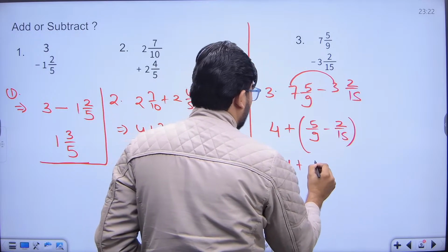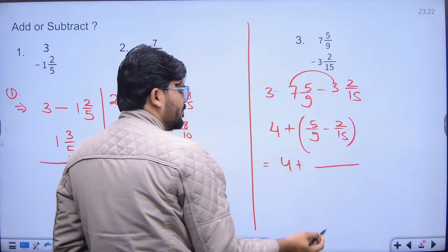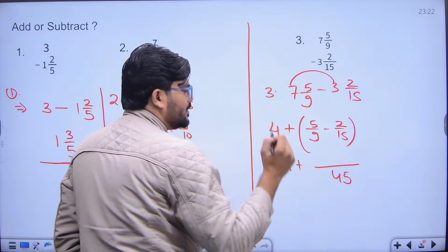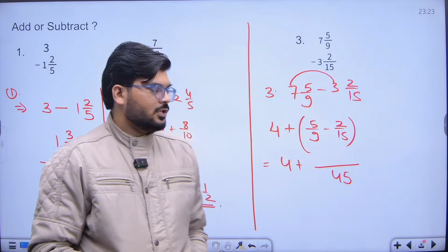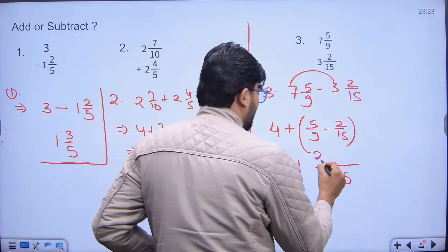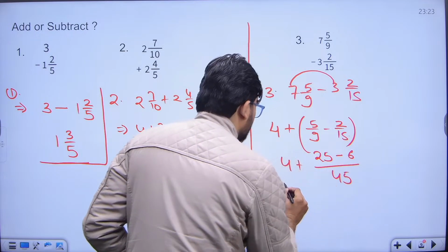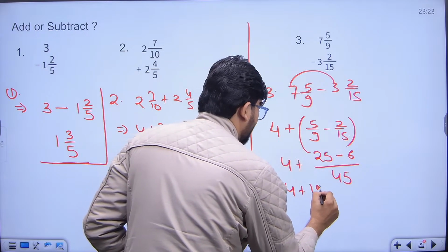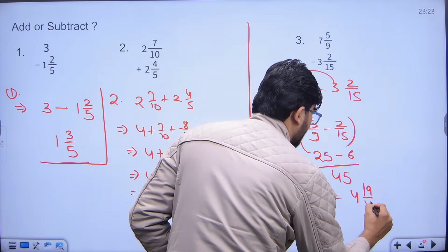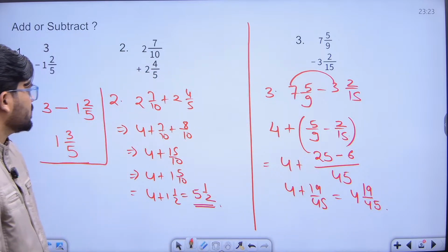Then we have 4 plus, the LCM is going to be 45: 15 into 2 is 30, 15 into 3 is 45. So 9 will go 5 times in 45. If you divide 45 by 9, it goes 5 times, and 5 into 5 is 25. Minus, 15 will go 3 times, 3 into 2 is 6. So the answer is going to be 4 plus 19 by 45, so it is going to be 4 19 by 45. This is how we can do it.